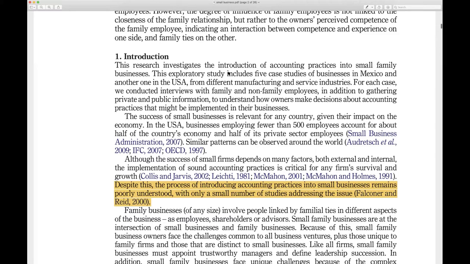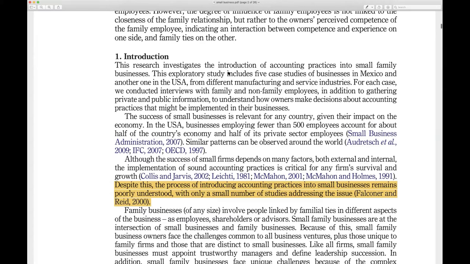The second paragraph. The success of small business is relevant for any country, given their impact on the economy. In USA, businesses employing fewer than 500 employees account for half of the country's economy and half of the private sector's employees. Similar patterns are observed around the world. So it's establishing the business problem. Listen very carefully, the business problem.